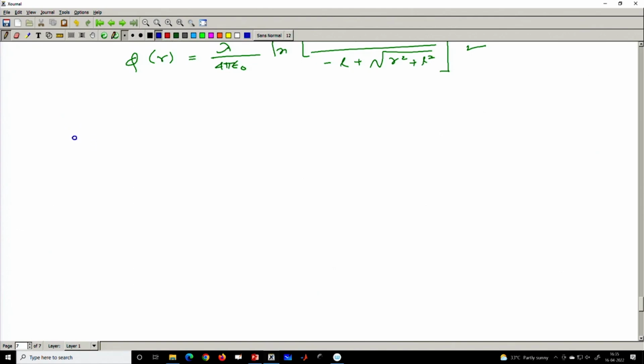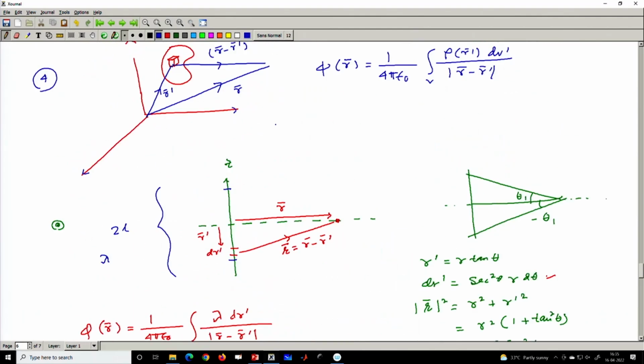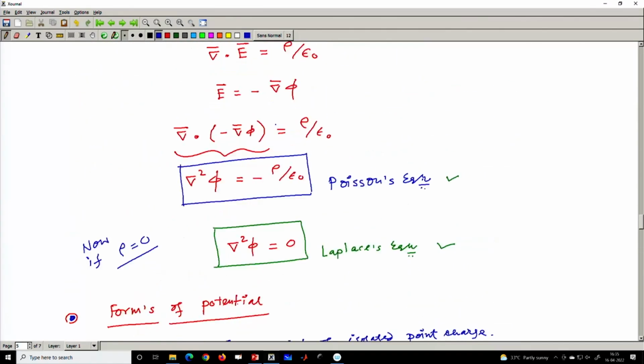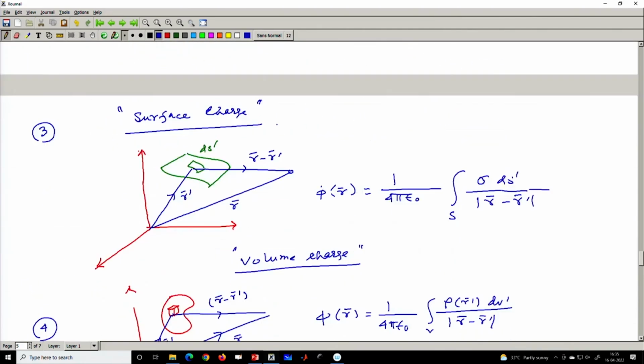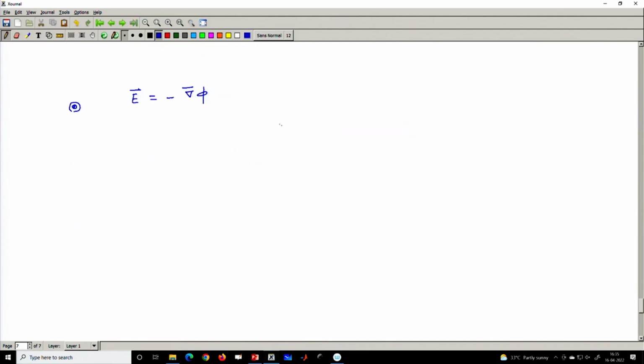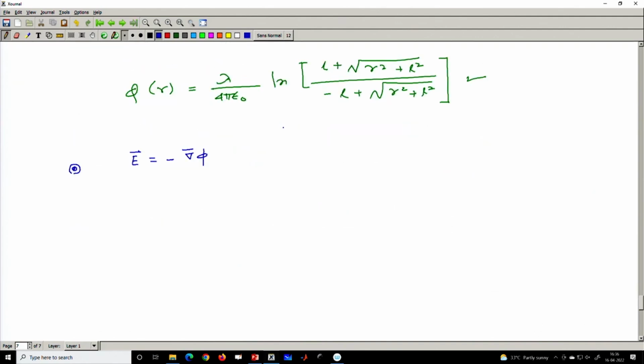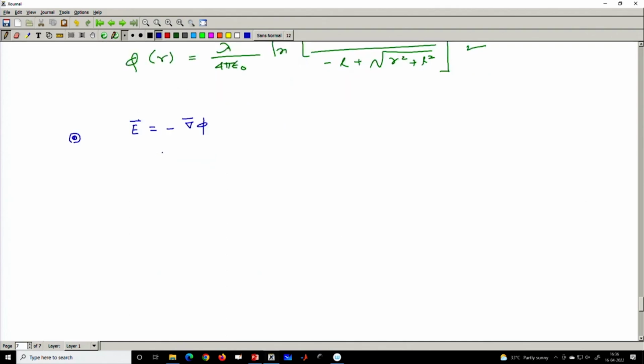So, my phi is now given, and exploiting this phi I am going to calculate E. The electric field is minus the gradient of the potential phi, and phi is given in terms of R, so this is a function of R. So, I can write this operator in spherical coordinates as the unit vector R-hat del by del R, acting on phi as a function of R.